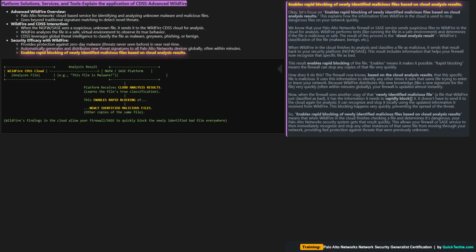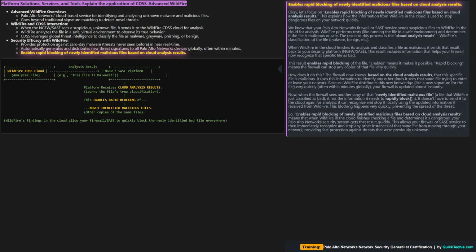Now, when the firewall sees another copy of that newly identified malicious file, a file that WildFire just classified as bad, it has the information it needs to rapidly block it. It doesn't have to send it to the cloud again for analysis. It can recognize and stop it locally using the updated information it received from WildFire. This blocking happens very quickly, preventing the spread of the threat.